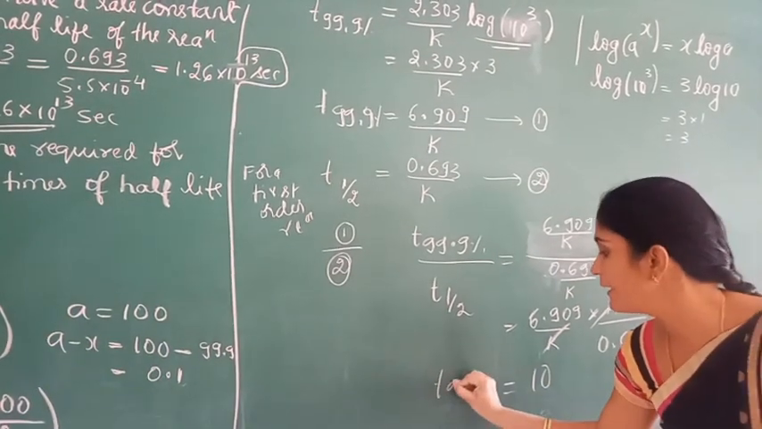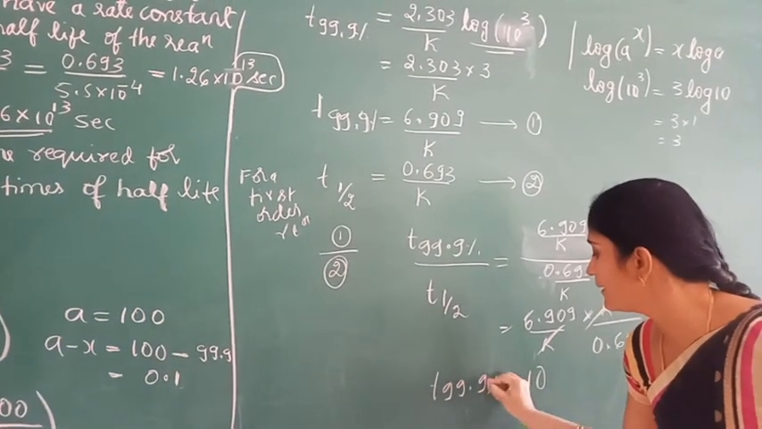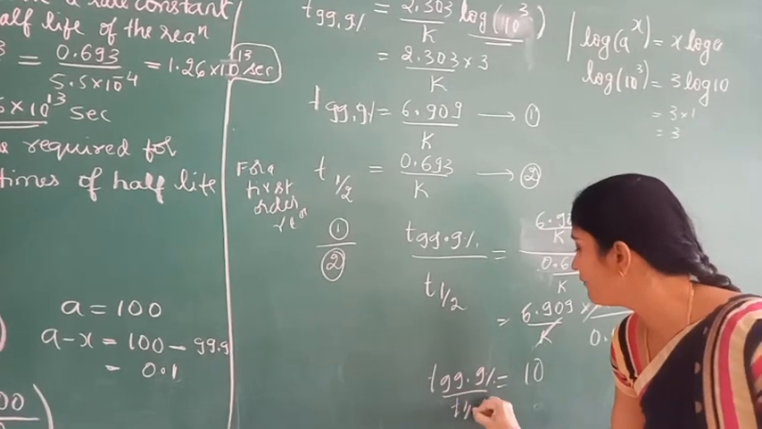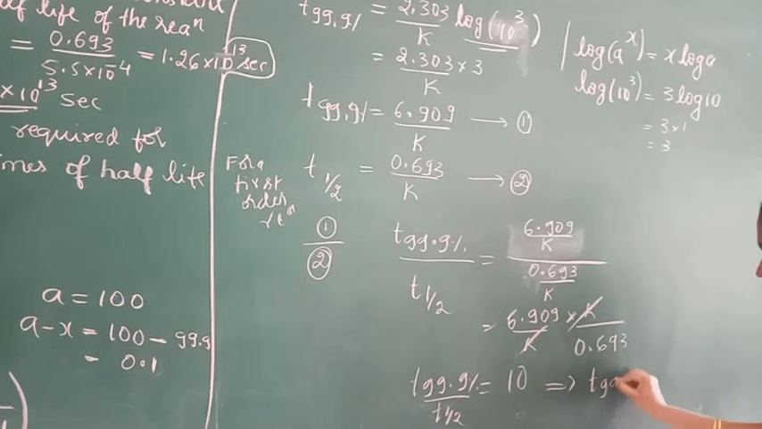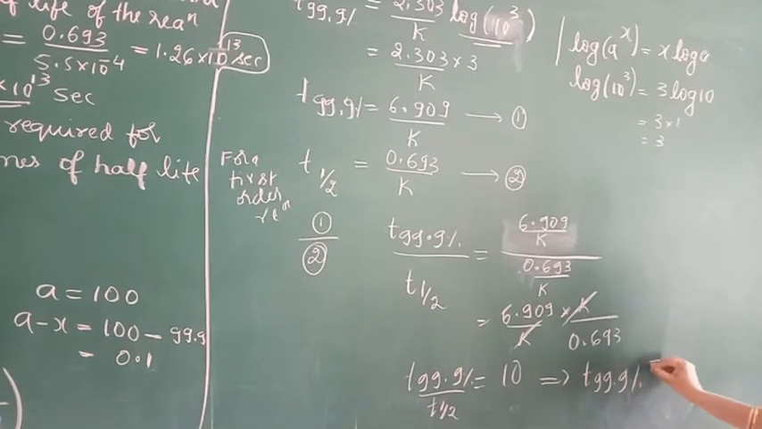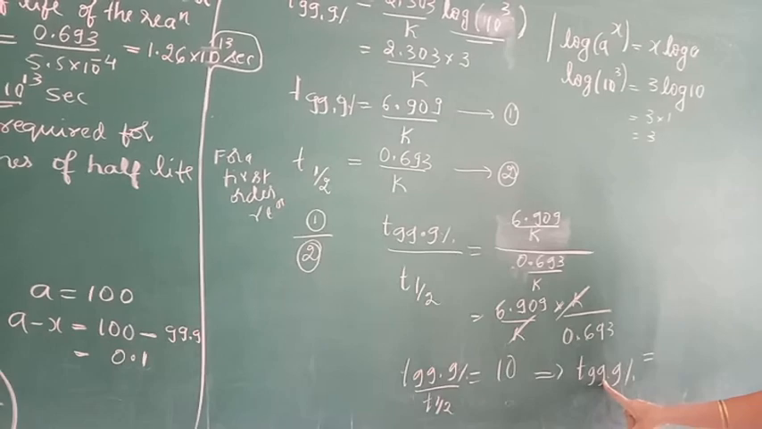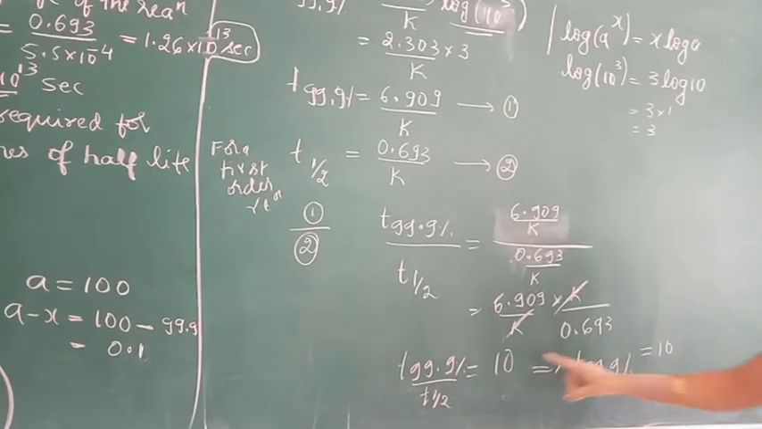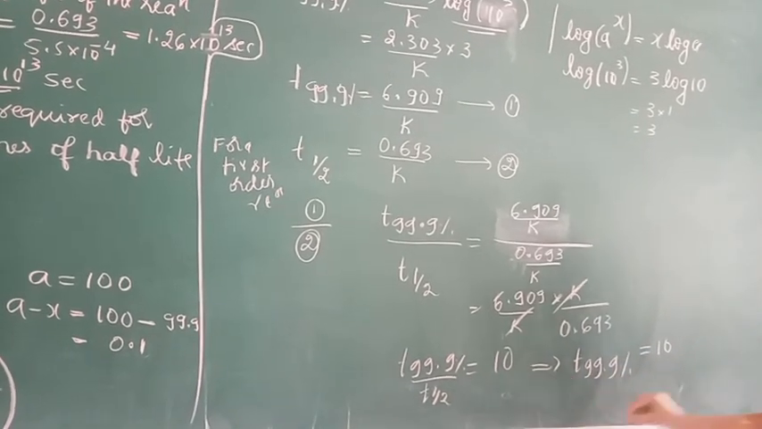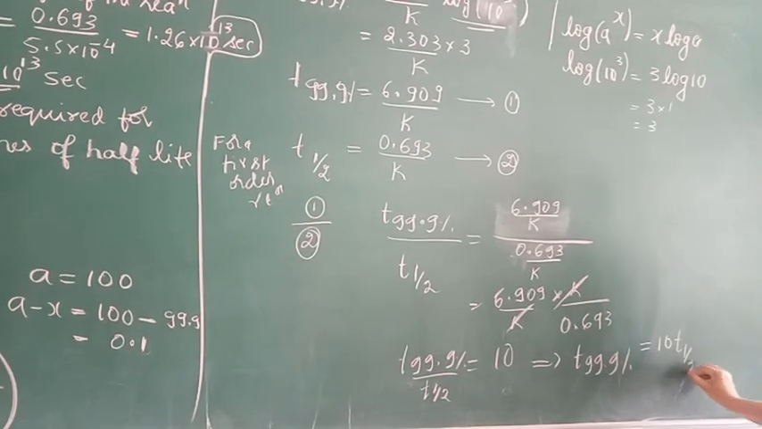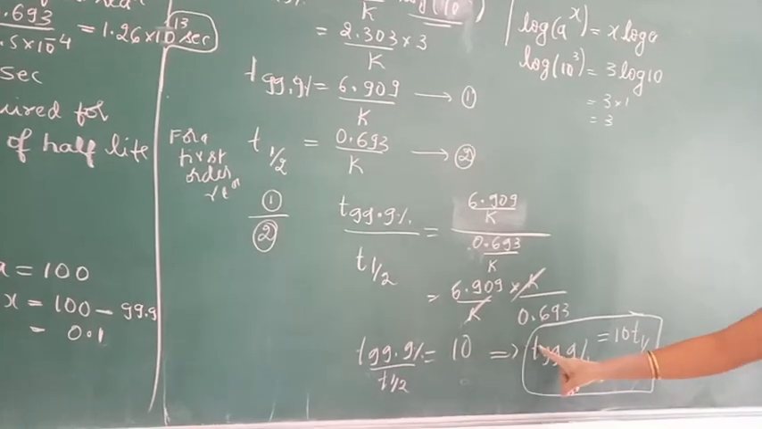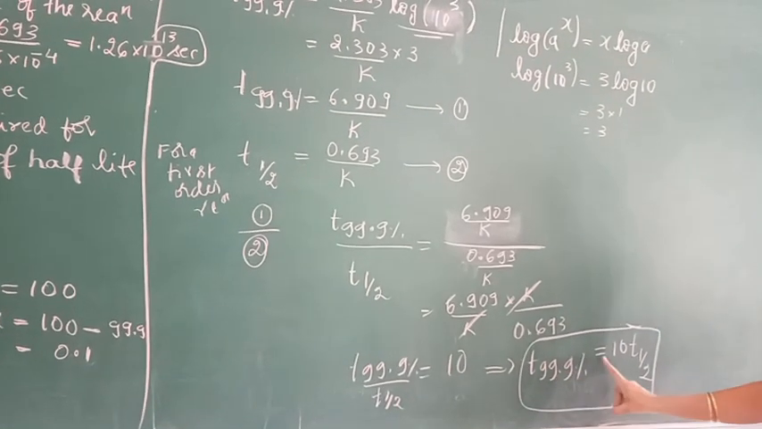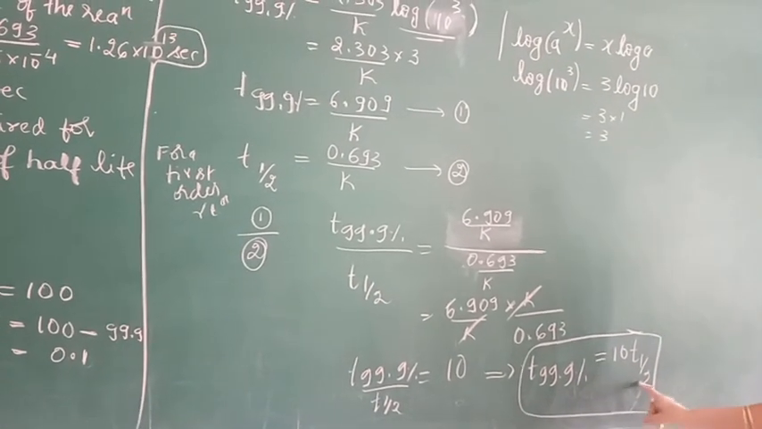Therefore t 99.9% divided by t half equals 10. Overall, cross multiplying, we get t 99.9% equals 10 t half. So the time required to complete 99.9% of the reaction is equal to 10 times the half-life.